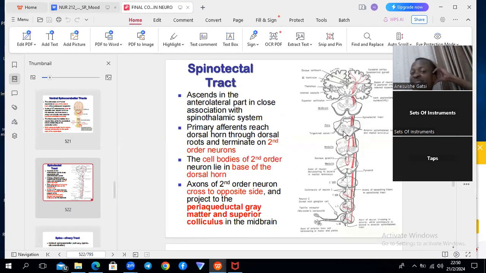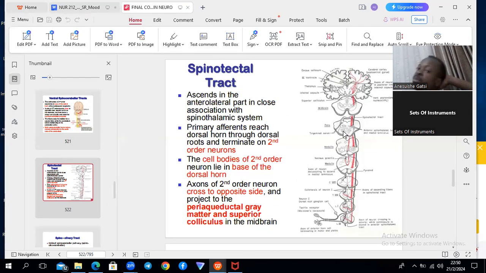So spinal means it's coming from the spinal cord, right? Tectal means it's going to the tectum of the brain, right? For now, I'll just be okay with you guys knowing that spinotectal: spinal means spinal cord, tectal, it's going to the tectum. We'll talk about this when we do the midbrain, where we talk about the tectum. This has to do with some of the reflexes within the system.